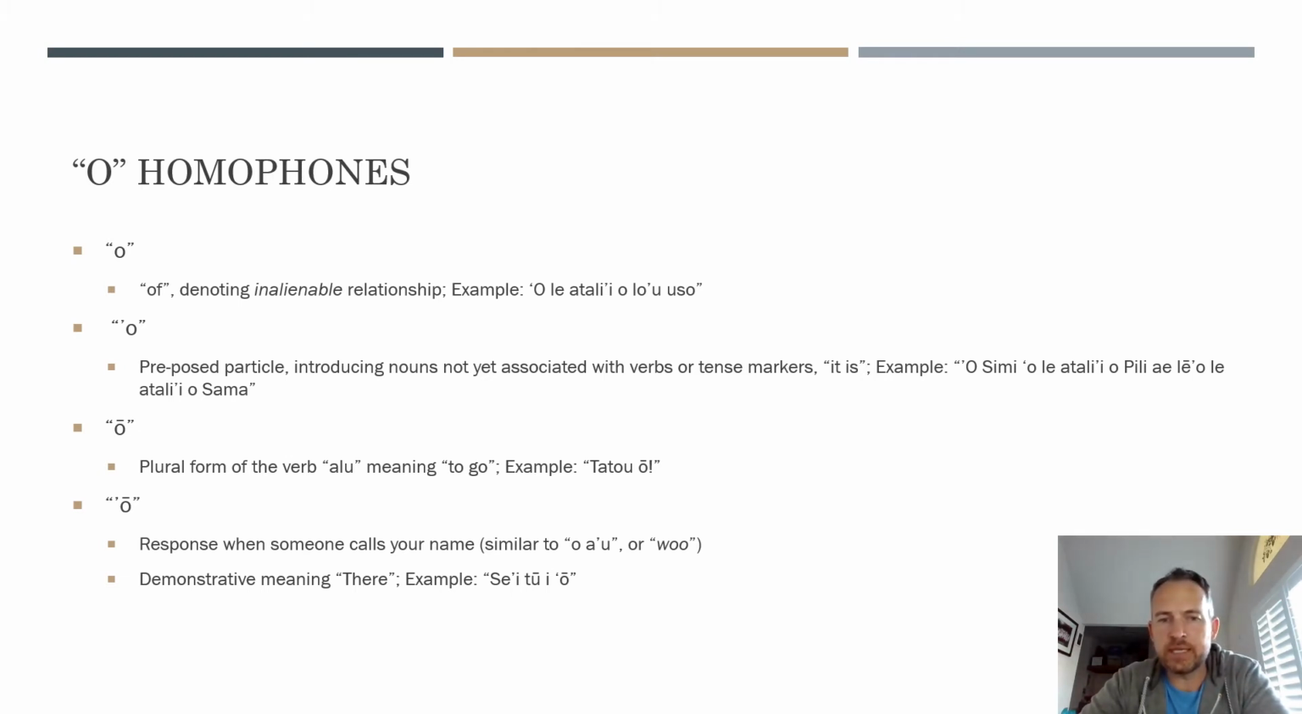This of is the of we use when we're describing what I'm calling an inalienable relationship, and I will go back to the pronouns video to understand what I mean by inalienable versus alienable. But basically, it just means something that really has a close relationship with the person. It can't easily be removed. It's a body part. It's a family member. It's not like a car or like your phone, if that makes sense. So our example here is le atali'i o lo'u uso.